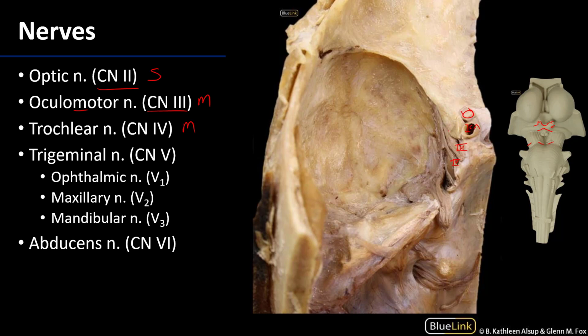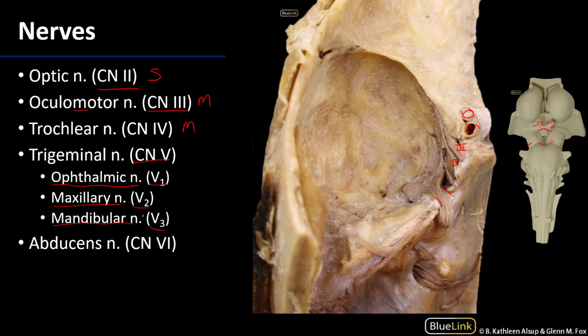Then we have the trigeminal nerve. Trigeminal, the triplets there, cranial nerve number 5. And each division of the trigeminal nerve has a V number designation. So for instance, there is the ophthalmic division, V1, the maxillary division or nerve, V2, and the mandibular division or nerve, V3.